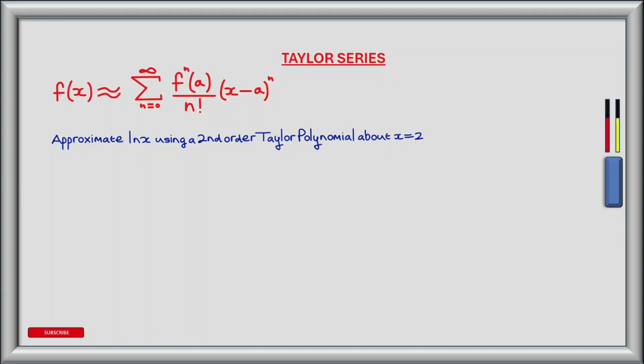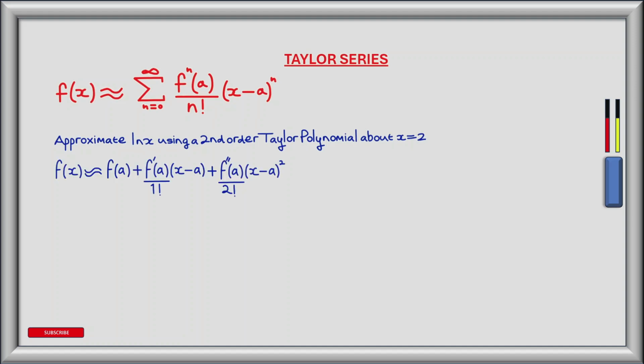In this second example, let's look at approximating log of x about the region x equals 2 using a second order Taylor polynomial. So for this approximation, we'll be evaluating the function at a plus the first derivative of the function at a divided by 1 factorial and multiplied by x minus a plus the second derivative evaluated at a divided by 2 factorial and multiplied by x minus a all squared.